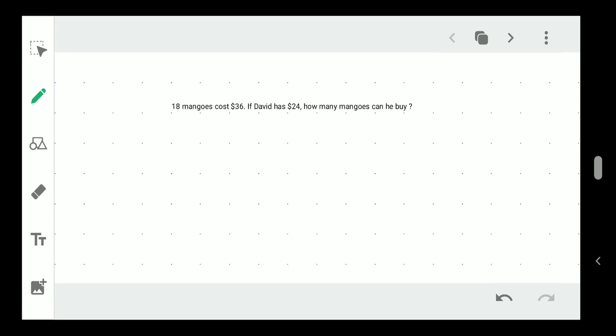The question is: 80 mangoes cost $36. If David had $24, how many mangoes can he buy? So I have to find how many mangoes. If I want to find how many mangoes he can buy, the number of mangoes will be on my right hand side. So I will write the sentence in such a manner that the number of mangoes will be on the right hand side.